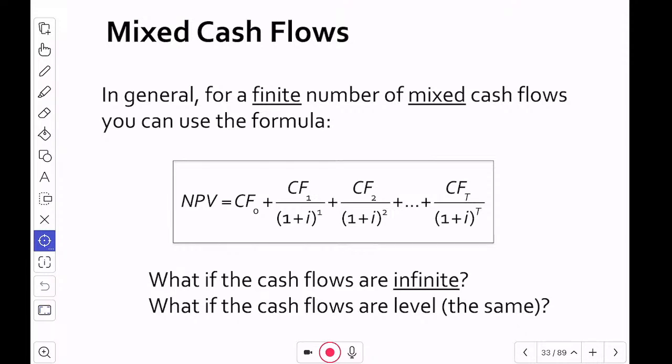Okay, so my question was, in what setting, when are cash flows infinite? How is that even practical? What does that mean?